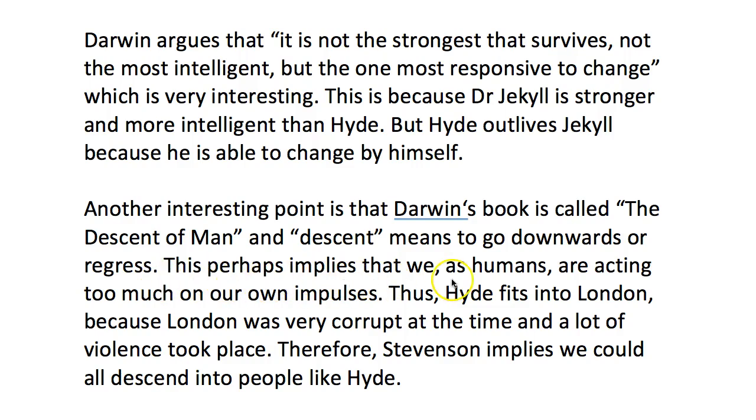This perhaps implies that we, as humans, are acting too much on our own impulses. Thus, Hyde fits into London because London was very corrupt at the time and a lot of violence took place. Therefore, Stevenson implies we could all descend into people like Hyde. Well, it's easy to see how that would link to us feeling sympathy for Jekyll. And hopefully you can see how that would also link to any other question, whatever the question is.